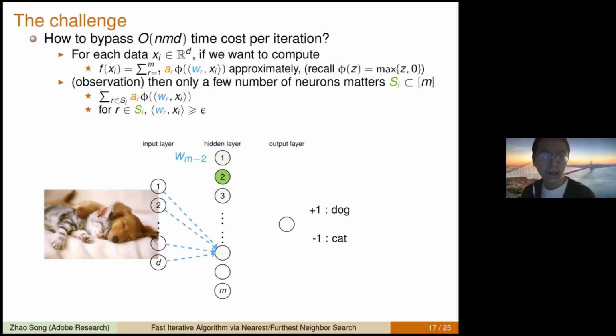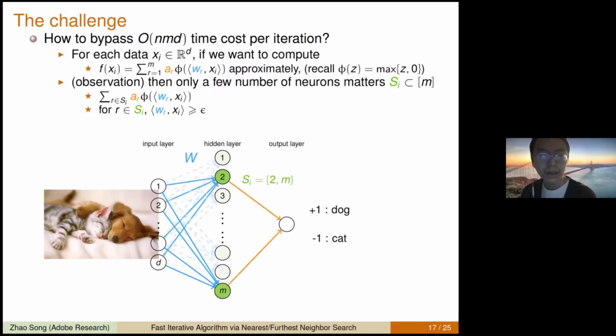And once you check all the neurons, you will know which neurons are active and which neurons are not active. And eventually, say your S_i is just a set of size 2, and you just activate neuron 2 and neuron M, then you can compute a final prediction.